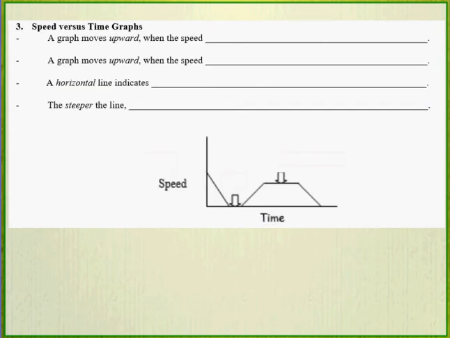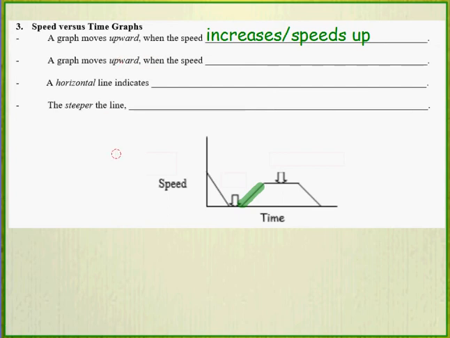Okay, our third example wants to compare speed versus time. This one can be a little confusing. Let's start with, as the graph moves upward this time, that would be on this piece, again, it indicates when the speed is increasing again, or speeding up.